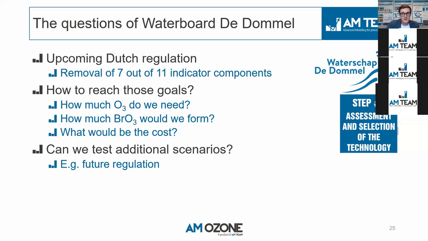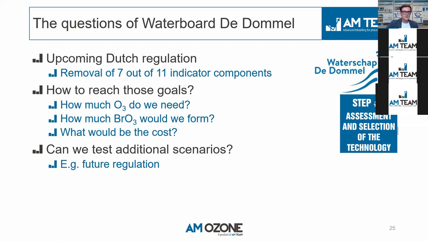In the Netherlands, there is a lot going on right now, also in terms of regulatory developments. For example, they already have a list of 11 indicator components from which you have to remove 7. But there are also other questions. For example, what if the regulation would change in the future? What if it would become 18 indicator components and we have to, for example, remove 11? Can we do some additional testing?